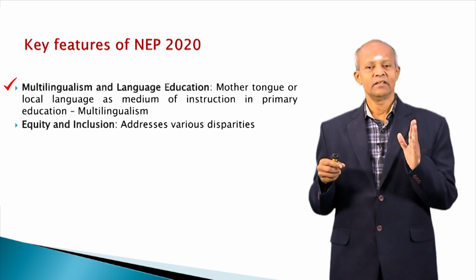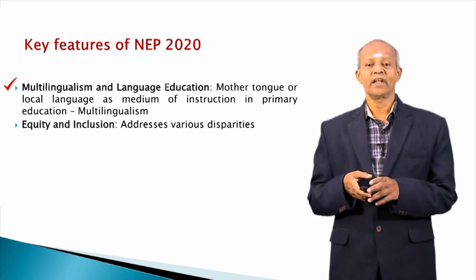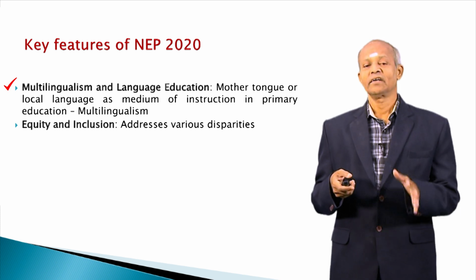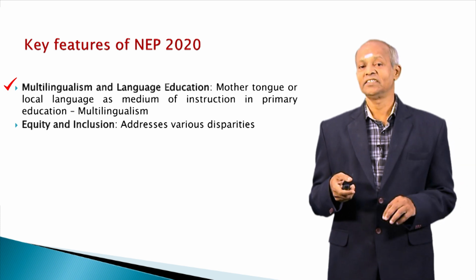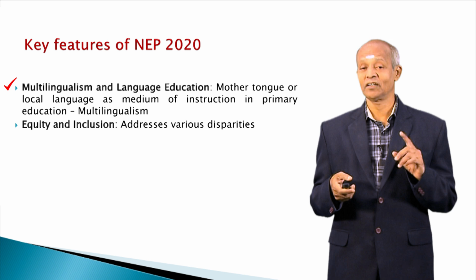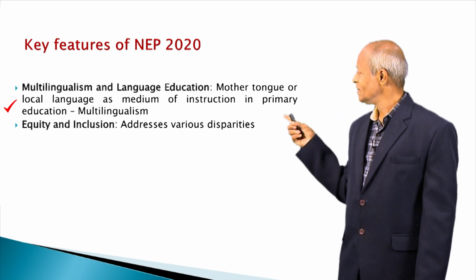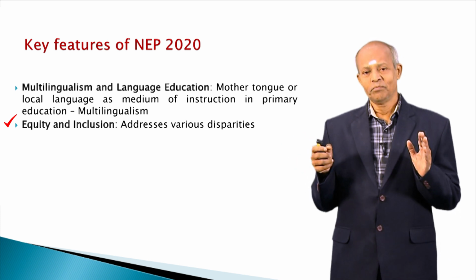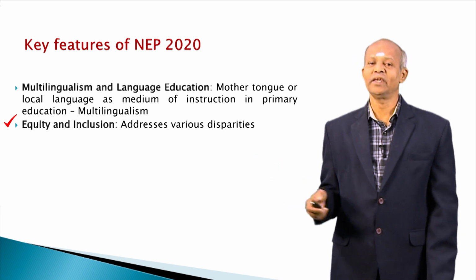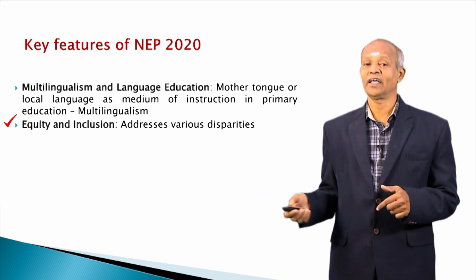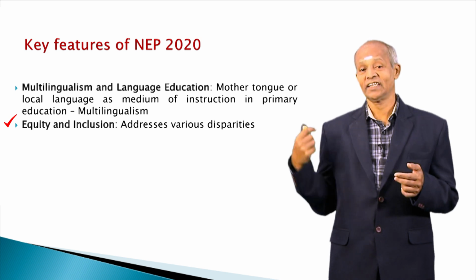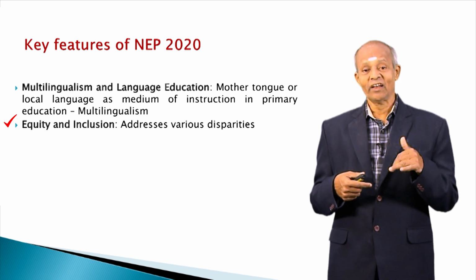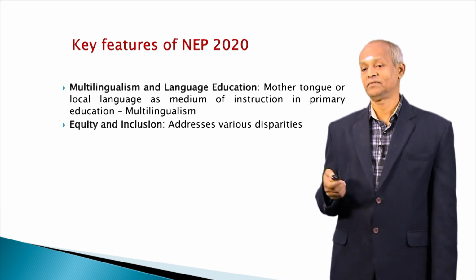And multilingualism, the teaching up to class 5th is in the mother tongue. At the same time, they give equal importance to other languages also, that is called multilingualism. It is not mono, it is multi. And equity and inclusion. So, these are the basic characteristics of NEP, and why do we have to discuss all that? Until we understand what the basic requirements or suggestions of NEP are, we cannot think of how to finance it.